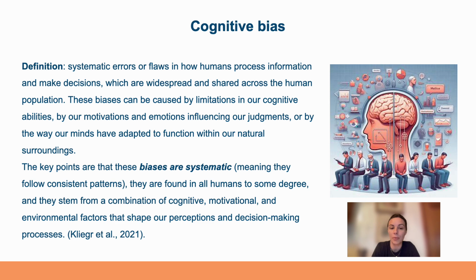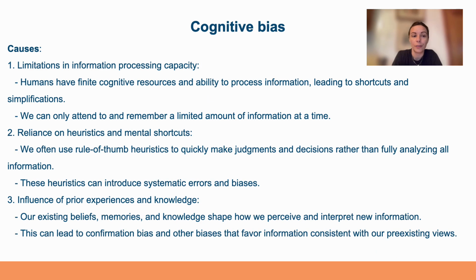perception and decision-making process. The causes of cognitive bias can be limitations in information processing capacity. Humans have finite cognitive resources and ability to process information, and this leads to shortcuts and simplification. We can only attend to and remember a limited amount of information at a time. There is a reliance on heuristics and mental shortcuts. We often use rule-of-thumb heuristics to quickly make judgments and decisions rather than fully analyze all the information, and this can introduce systematic errors and biases.